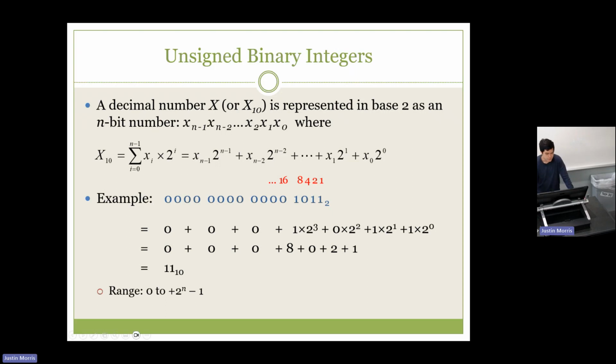Okay. So from this, if you are using unsigned binary numbers, your range of representation is all the way from 0 to 2 to the power of n, which is your number of bits, minus 1. So if we have 16 bits, like this number, our maximum number is 65,535. Smallest number is just 0.